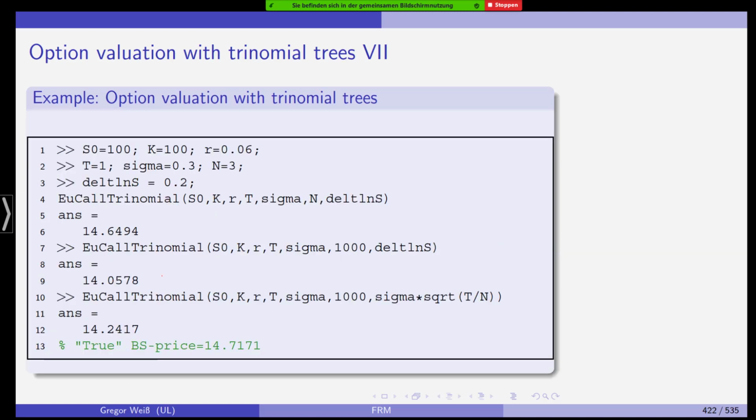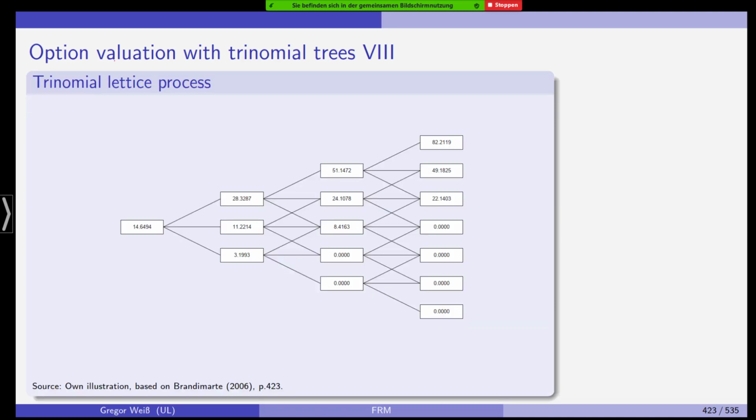And if we now do this, you can see that if we calculate this, for example, with delta ln S of 20%, we get a price of 14.64. The true Black-Scholes price, if you consider this the true price, is 14.71. If you use a slightly different parameter, you can see that it changes a little bit, around 14.3, 14.4, but it's close to the Black-Scholes price. And this is how it works.